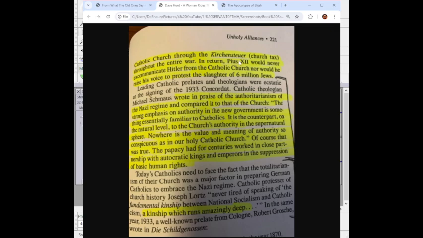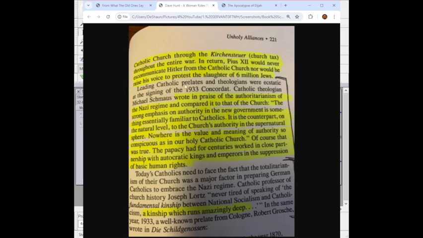In return, Pius would never excommunicate Hitler from the Catholic Church, nor would he raise his voice to protest the slaughter of these people. But they were not the original covenant people. These are not the Holy Covenant people. That is not to take away from what happened to them, but it doesn't mean they are the true covenant people, the biblical people, because what happened to them does not line up with all the biblical prophecies.